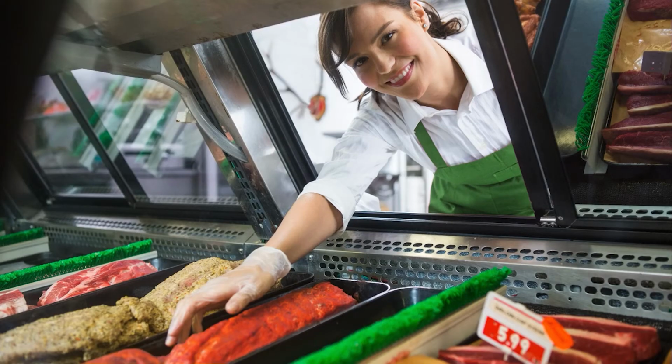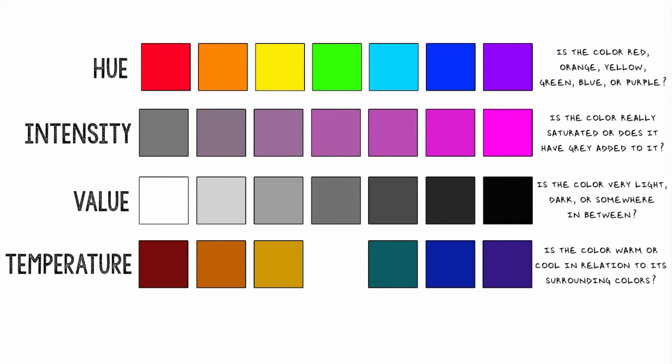If you think about it, you can see this in action in real life. Like in deli shops, you'll often see green surrounding the red meats, making the red appear more intense and therefore fresher looking. The store will make more money just by using color to their advantage. So we can actually alter the appearance of a color's hue, intensity, value, and temperature depending on the colors we decide to place around it. Let's take a look at some examples.